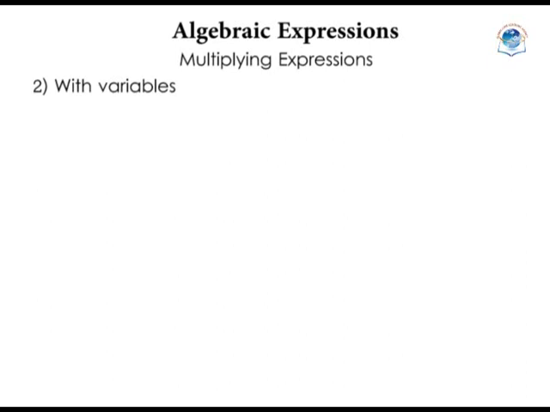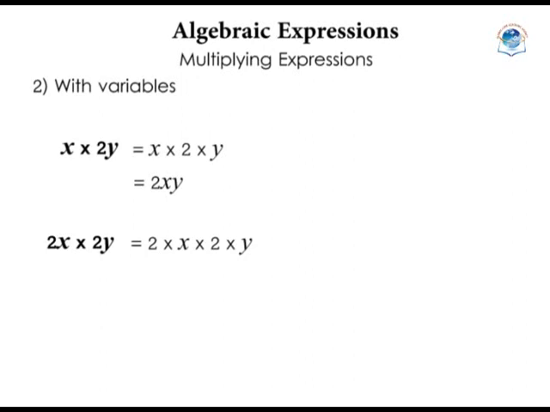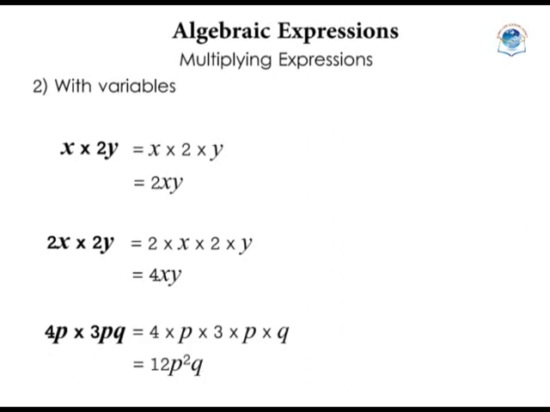Multiplication with a variable. Again, it's simply the same thing, only that in this case, we will increase the variables. x times 2y means x times 2 times y. And so we have 2xy because we cannot have x to y. Even if you are multiplying two terms, like 2x times 2y, this is equal to 2 times x times 2 times y, giving us 4xy. 4p times 3pq is equal to 4 times p times 3 times p times q, giving us 12p squared q.